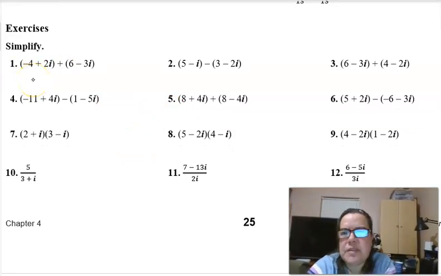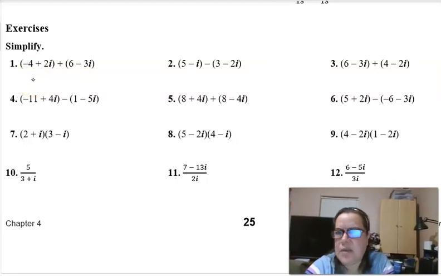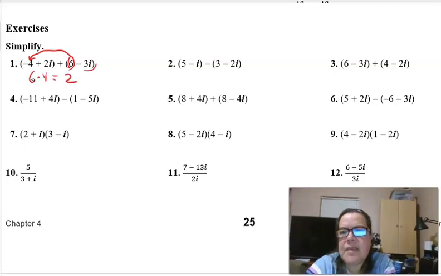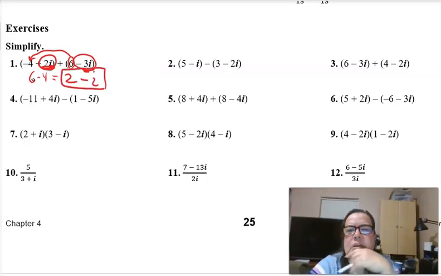Remember, it's this stuff plus this stuff. I'm not doing FOIL because I'm not multiplying, I'm adding. So I take the real part, 6 minus 4, I get 2. And then the imaginary part is this right here. So it's 2i minus 3i. So there I get negative i. So this would be the final answer, 2 minus i.